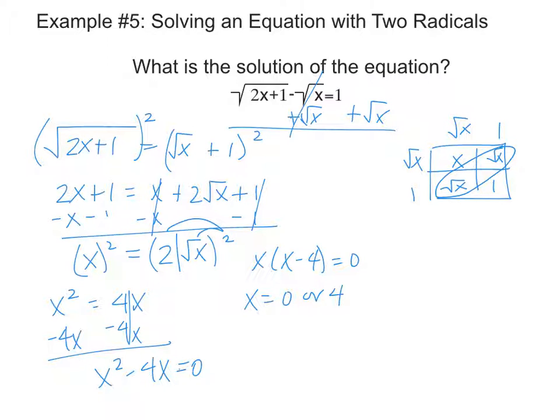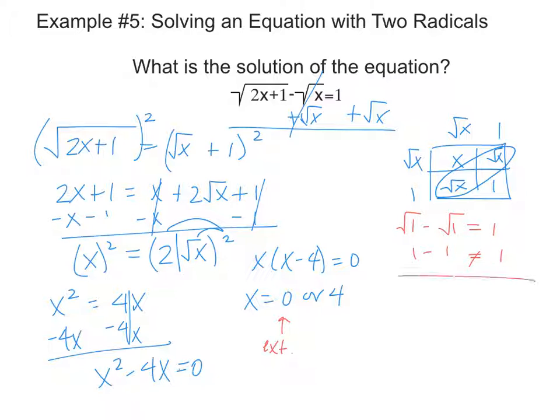Now once again, we really should check to see if these are extraneous. So I'm going to substitute in 0. So 2 times 0 is 0, so that would be the square root of 1 minus the square root of 1 equal to 1. Well, that's 1 minus 1, and that does not equal 1. So 0 is extraneous.